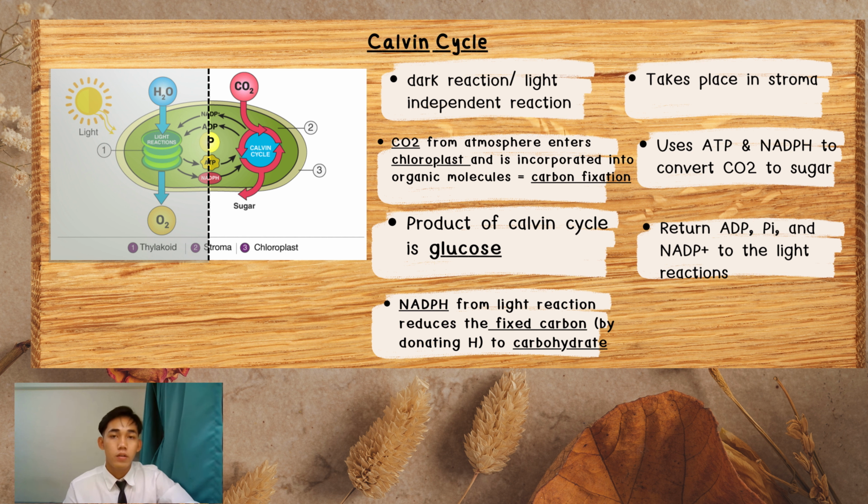and the Calvin cycle uses ATP and NADPH to convert CO2 to sugar, and the Calvin cycle will return the ADP, Pi, and NADP+ to the light reaction.